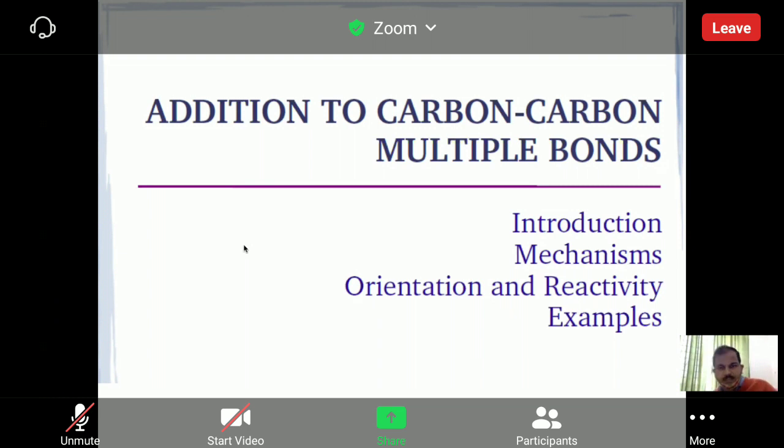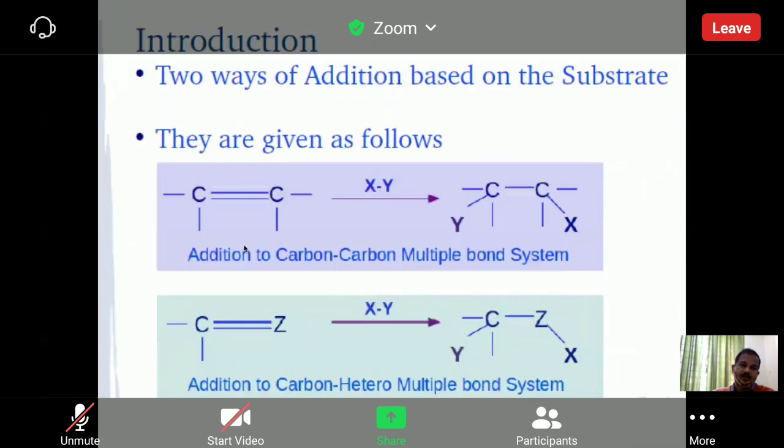Today we will discuss addition to carbon-carbon multiple bonds. Okay? So first is simply addition reaction to unsaturated bonds. So how many types of addition are possible? Electrophilic, nucleophilic, free radical, different types of addition reactions are possible.